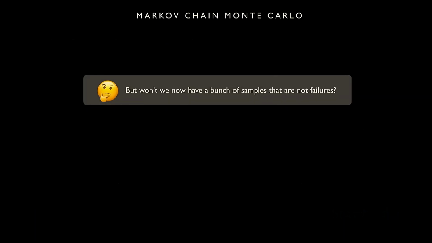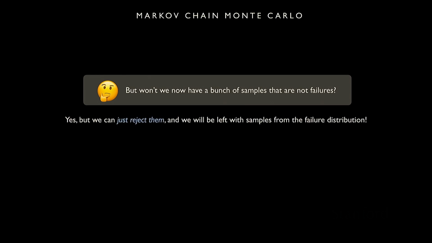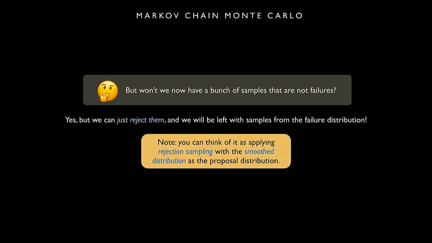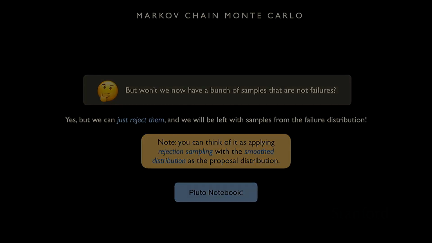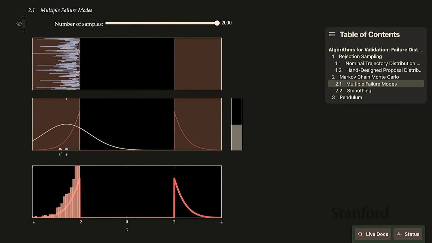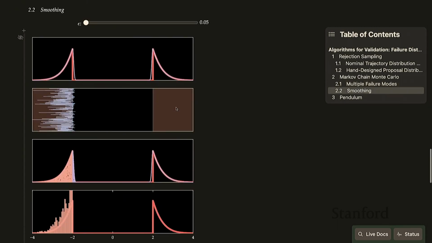Okay. I'm just going to go through this really fast, and I'll go through it again at the beginning of the next lecture, because I want you to see it before this lecture ends in 2 minutes. So when we have a bunch of samples that are not failures, we can just reject them and we'll be left with samples from the failure distribution. You can think of this as doing rejection sampling with our smooth distribution as the proposal distribution, which is pretty cool. And let me show you this cool animation to incentivize you to come back after the weekend, and I'll explain how it actually works.